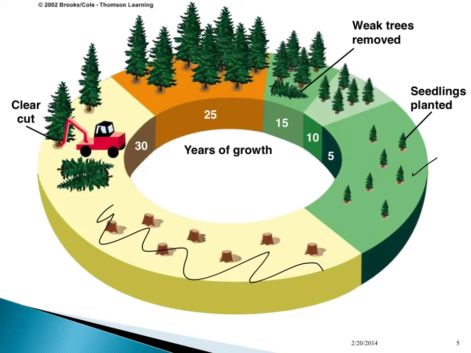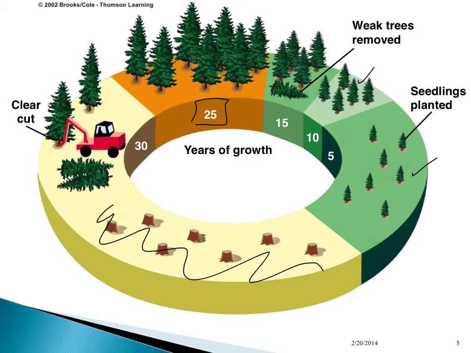So then what happens is we go through and let trees grow. They remove the weak ones. Not a bad idea, because we promote the strong ones and get rid of the weak ones, which if we left it alone nature would do on its own. But look at it, it takes about 25 years to get to a mature forest in the end, which we're going to cut down.